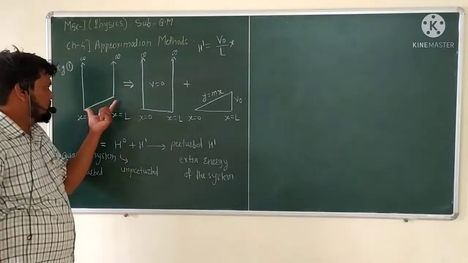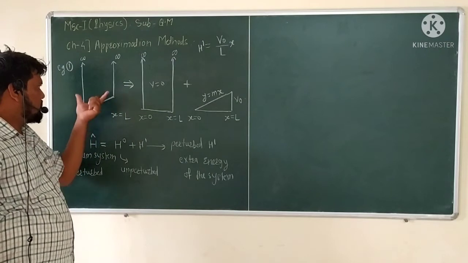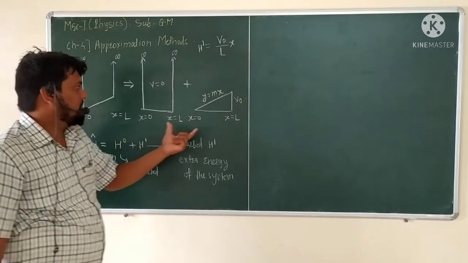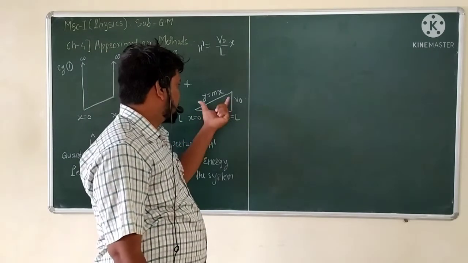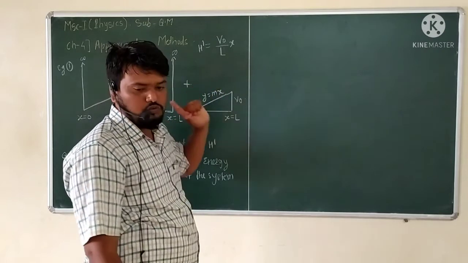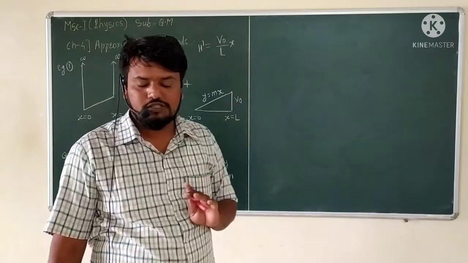Because the original problem is given like this, and this part is absent, this extra perturbation energy is nothing but V naught divided by L into x. This is the perturbation energy.